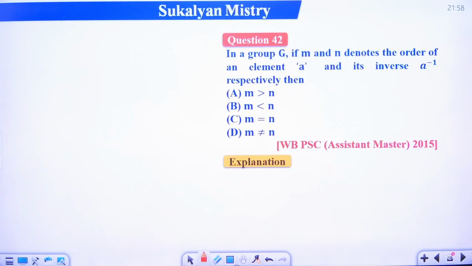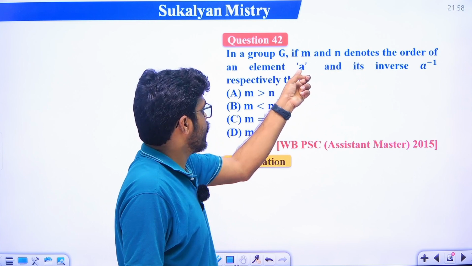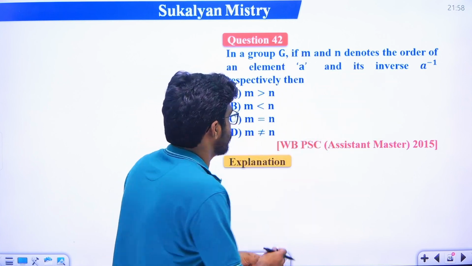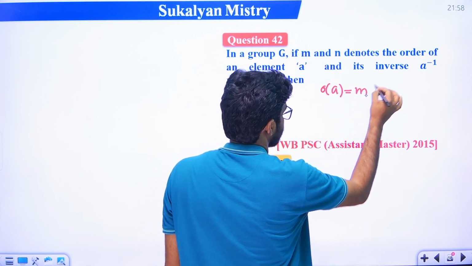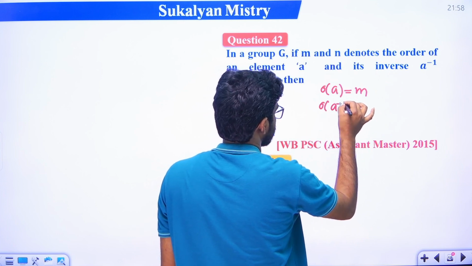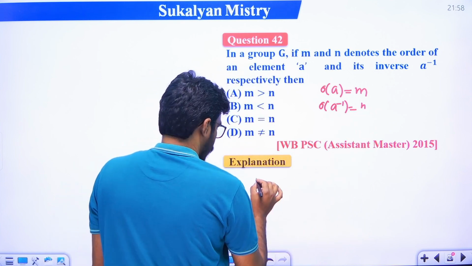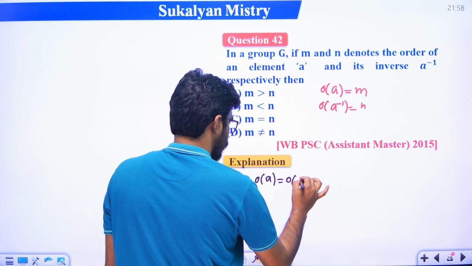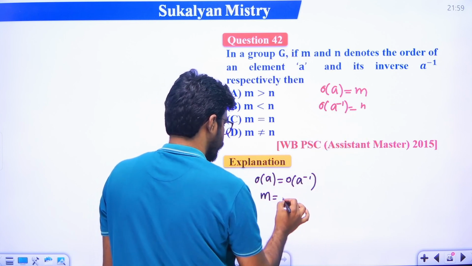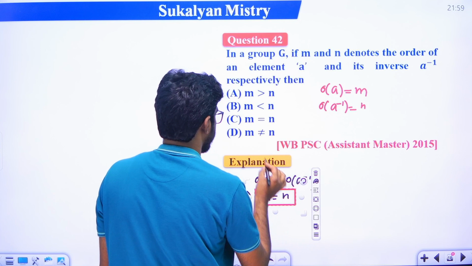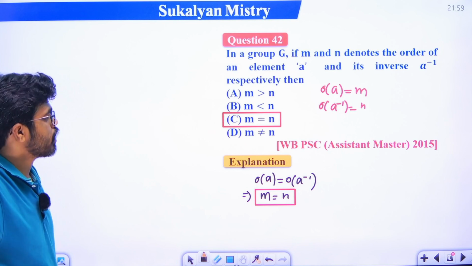Okay, so next problem. In a group G, if M and N denote the order of the element A and its inverse A inverse, that means it is given that order of A is M, and order of A inverse is N. We know this property, order of A is equal to order of A inverse. Order of A is M, order of A inverse is N, that means M is equal to N. So option C is the correct answer. Okay?